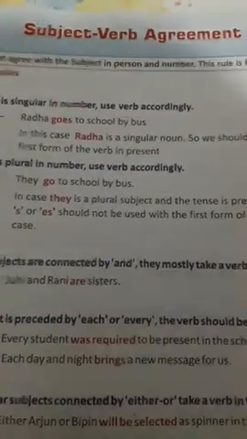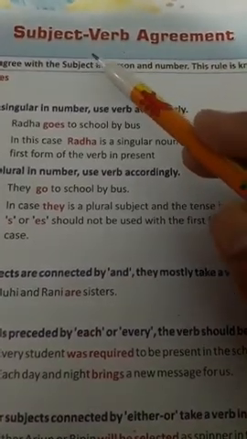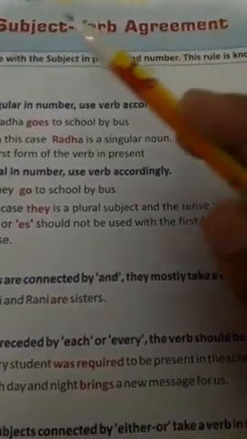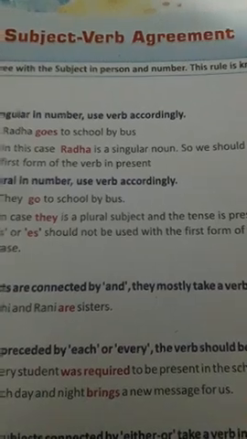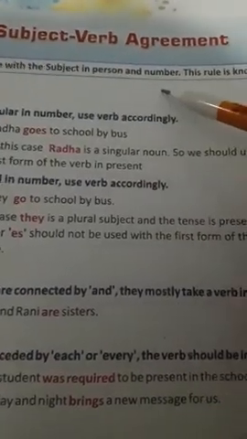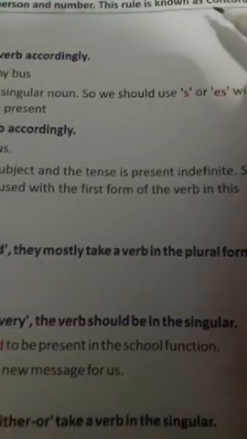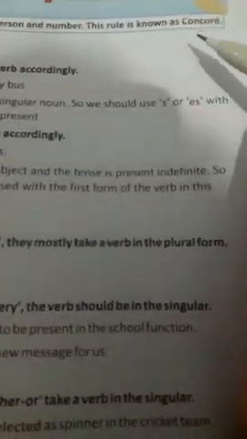Okay, so which is your new chapter? The name of the lesson is subject verb agreement. The verb must agree with the subject in person and number, and this rule is known as a concord.